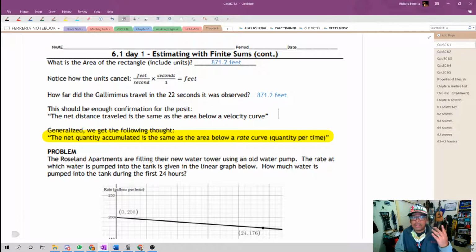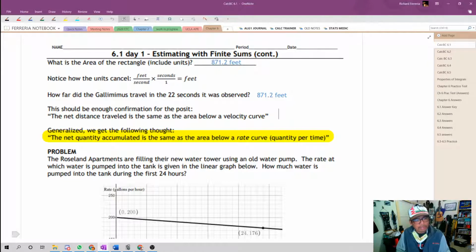In fact, the net quantity accumulated by a rate is the same thing as the area under the rate curve. It just so happens that in the velocity curve, the rate is in feet per second. But if you did this in any other rate, like cubic inches per minute, or liters per second, you would just accumulate those cubic inches or those liters, and you would get the quantity out of that.